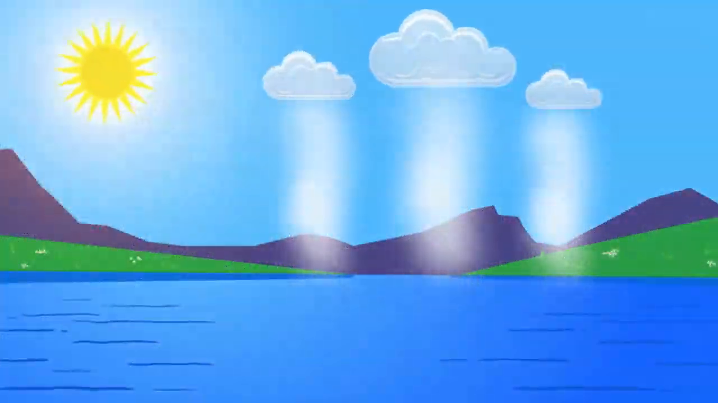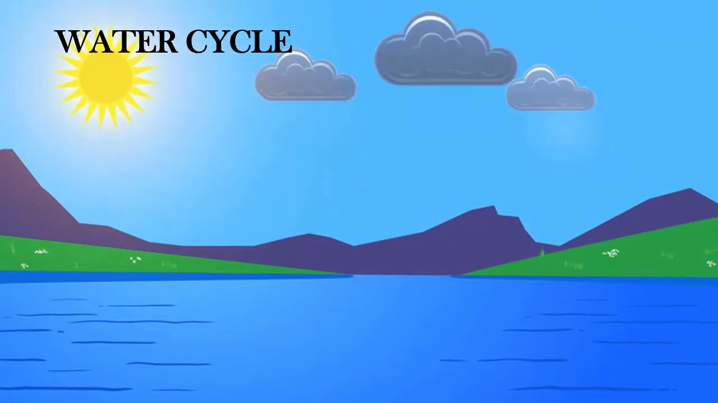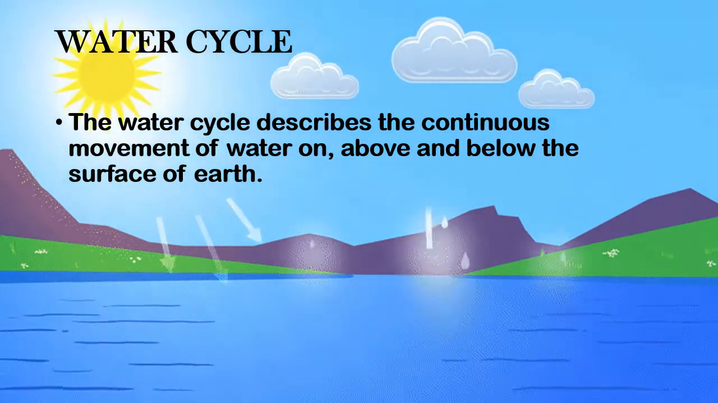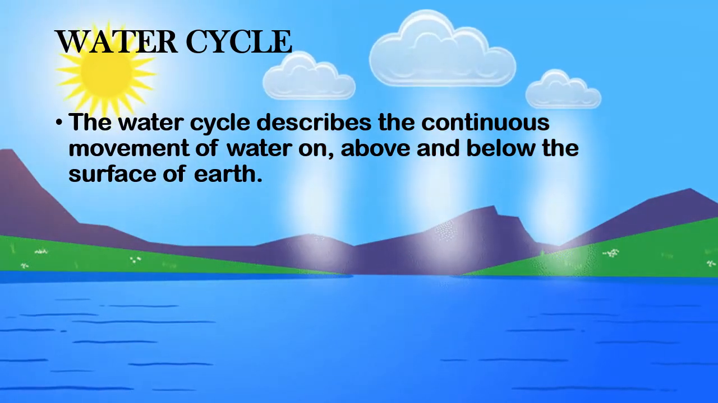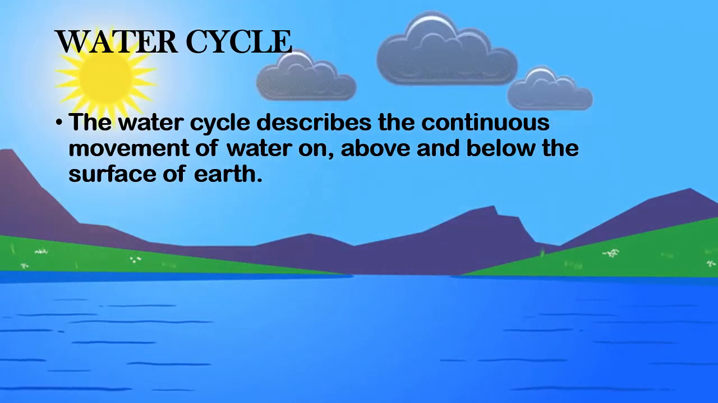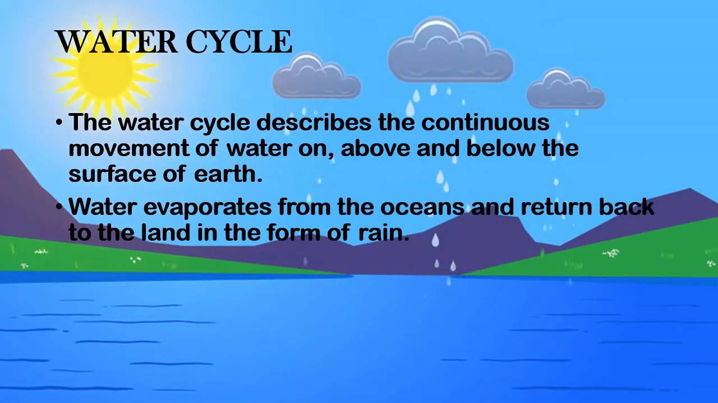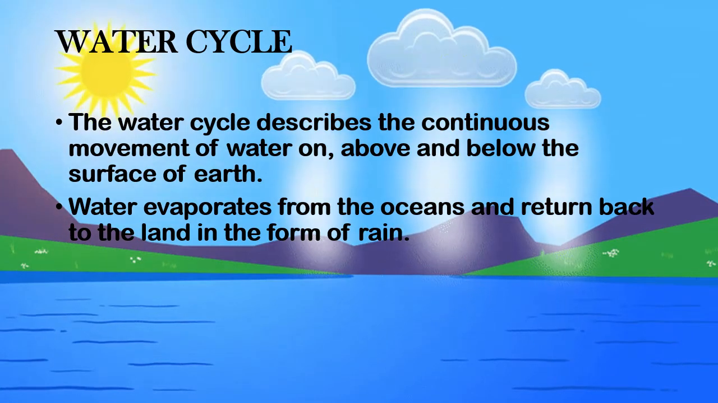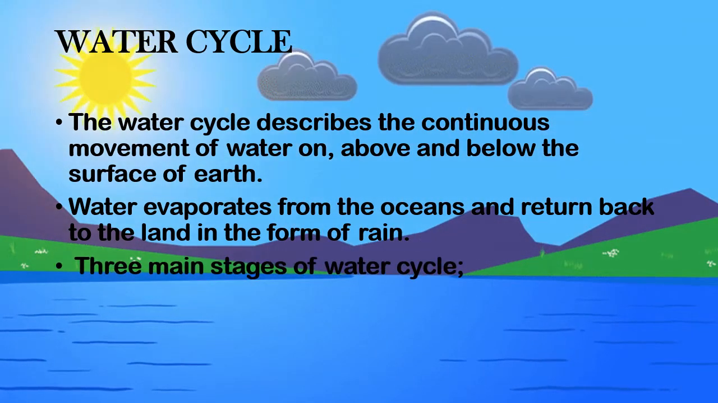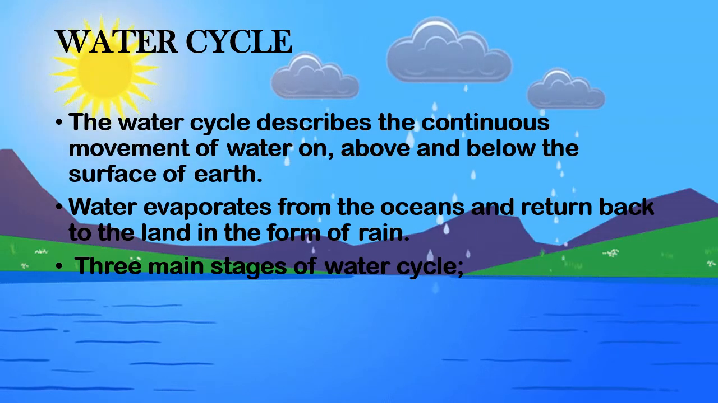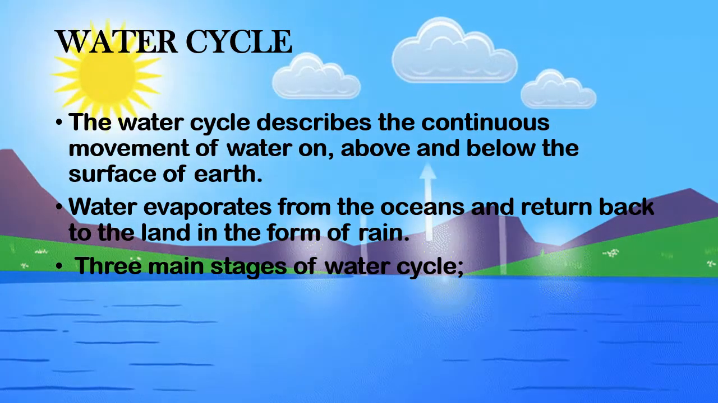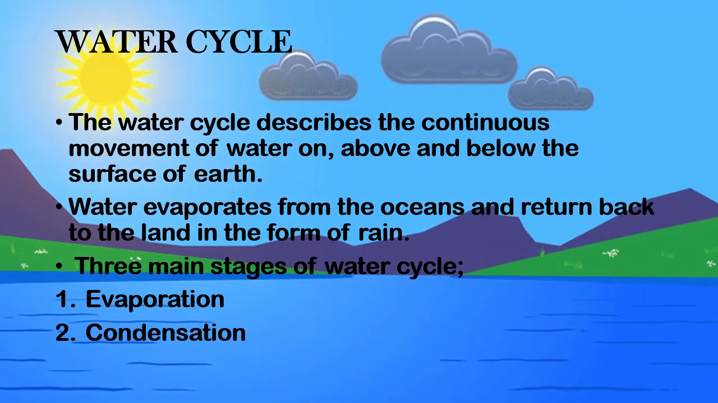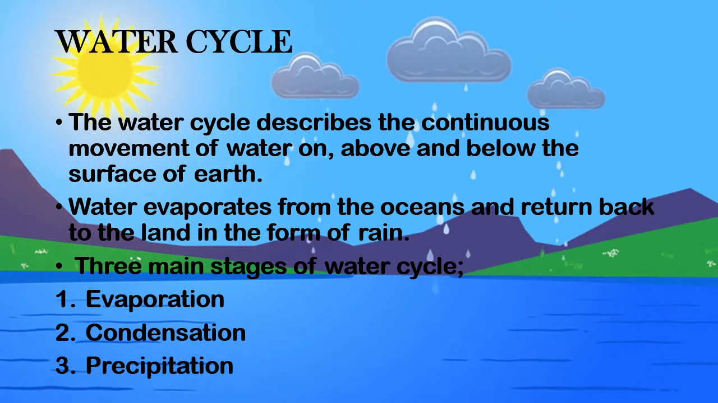Okay kids, I'm sure you all remember what the water cycle is. The water cycle describes the continuous movement of water on, above and below the surface of the earth. Water evaporates from the oceans and returns back to the land in the form of rain. There are three main stages of the water cycle. Number 1, evaporation. Number 2, condensation. Number 3, precipitation.